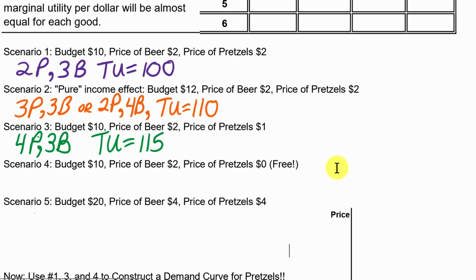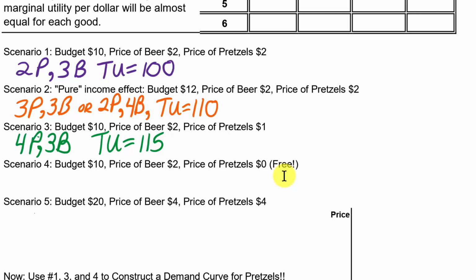All right, scenario 4. Suppose we have a budget of $10. Price of beer is $2, and pretzels are now free. So we went to a place where they just have pretzels in bowls laying on the counter there, and you can just take as many as you like. What's this budget line going to look like?